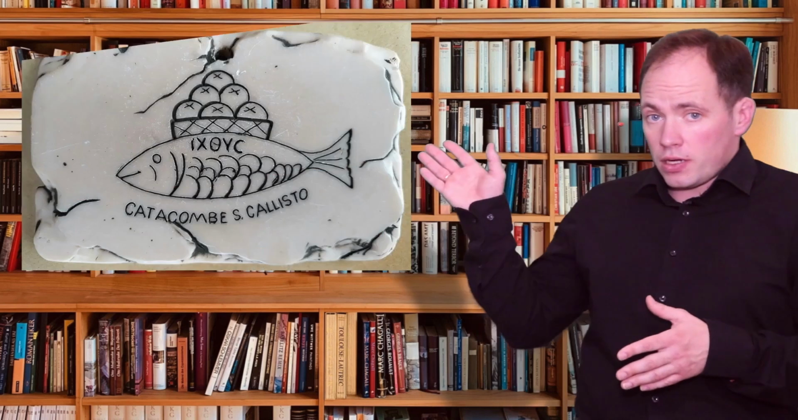Okay, now let's take a look at some common symbols. Well, the first and probably the most common one is a fish. Sometimes the fish is depicted together with loaves, like here. But more often there is a single fish, like here.